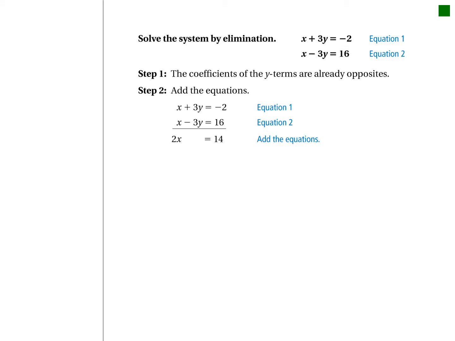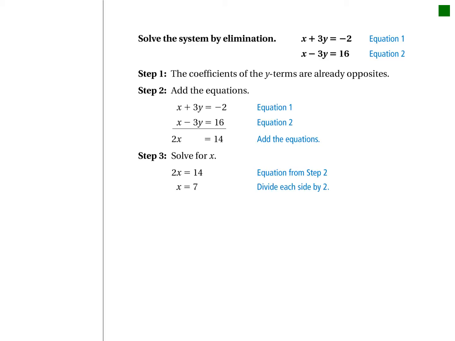x and x makes 2x, and here's the key part. The y's had opposite integers, and so that made 0. Over here we just added this and got 14. Now we can solve for x, and there's the 2x equals 14, so we're going to find that x equals 7, and you know that that's not the complete answer.